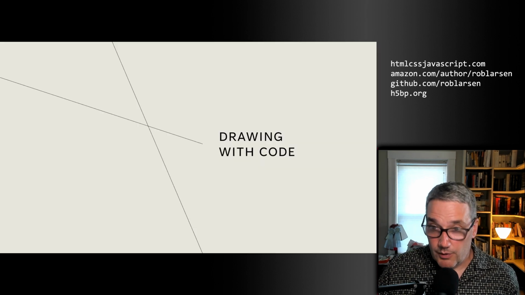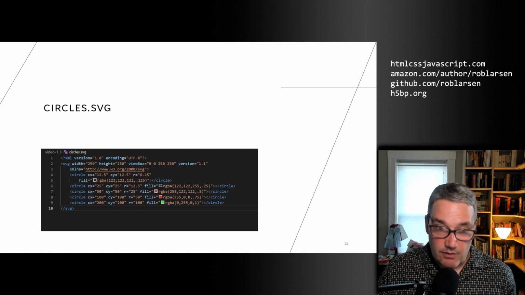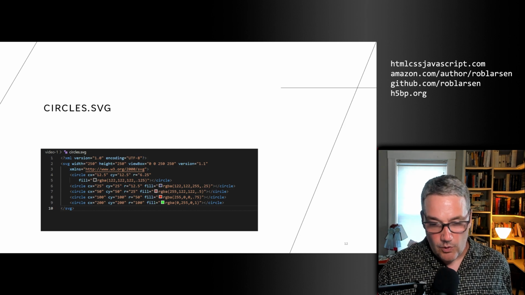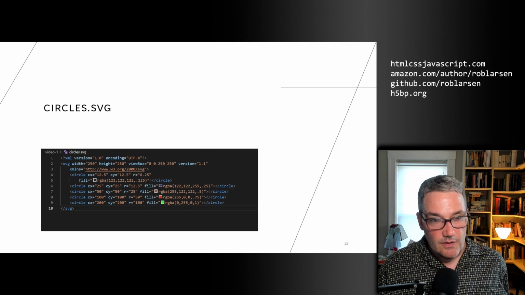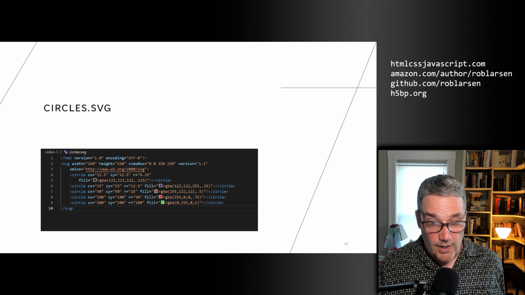Now we're going to look at drawing with code. Well, the first element we looked at, the text element, it's useful. SVG is exciting because it allows you to draw with code. Let's take a look at a simple example that illustrates the basics. In this SVG element, there are 4 circle elements. Each has 4 attributes.